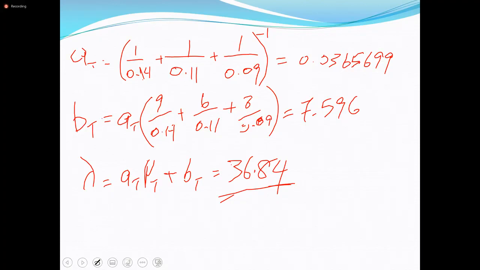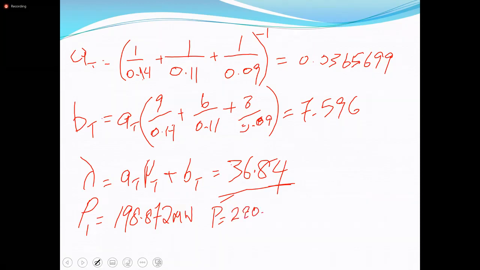So based on that lambda, we are substituting that into the formulas for lambda 1, 2, and 3. Is that the case, Mr. Kaplan? Yes, sir. All right, so what did you get for P1? 198.872. P2? 280.3836. Point? 3836. P3?